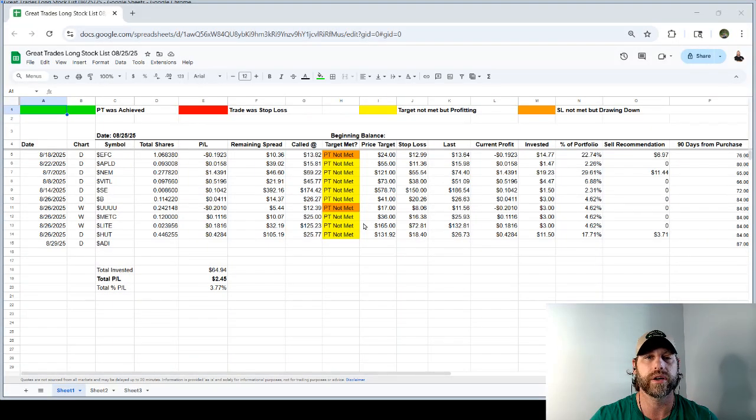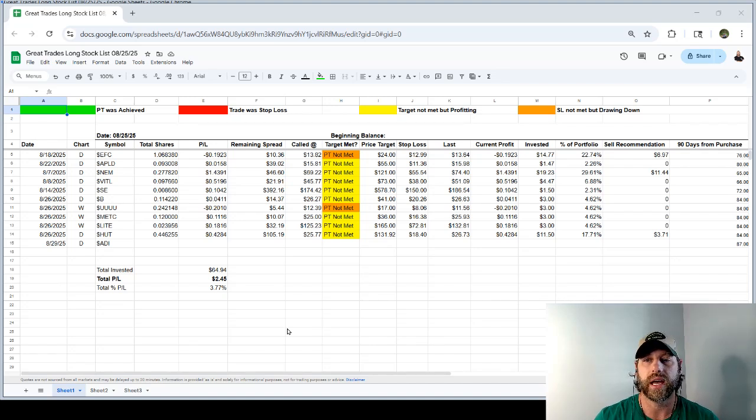So if we go here, you can see that it has the target, it has a symbol, the date I found it, it has the price that I called it at, it has a stop loss, it has a take profit, shows you the remaining spread of the difference between price and target. I have it highlighted for, is it in profit, is it not in profit?